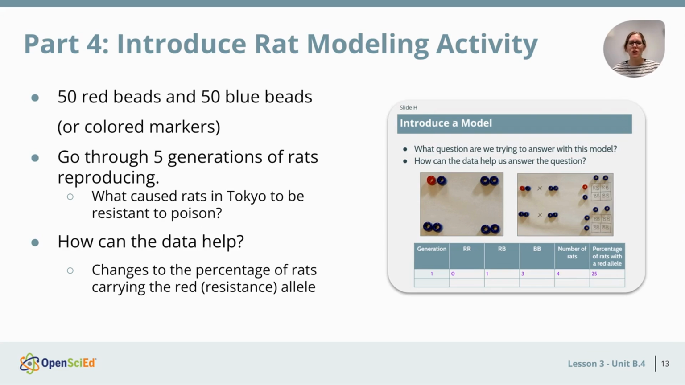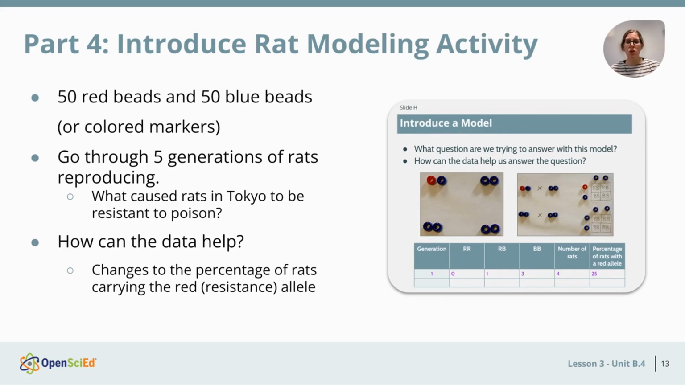I do like to start by telling my students that we're going to be going through 5 generations of rats reproducing. I find it's helpful for them to see where we're going. And then we discuss what we are looking for in the data that's going to help support evidence or find evidence to answer our question.